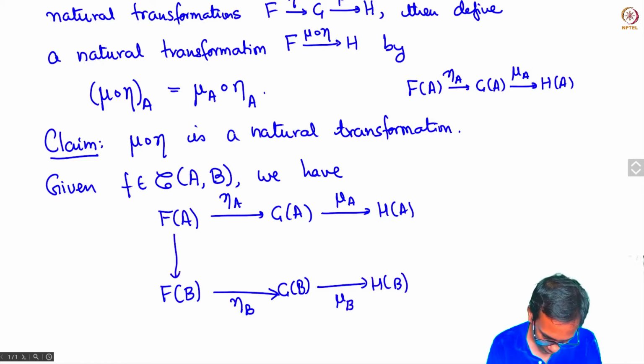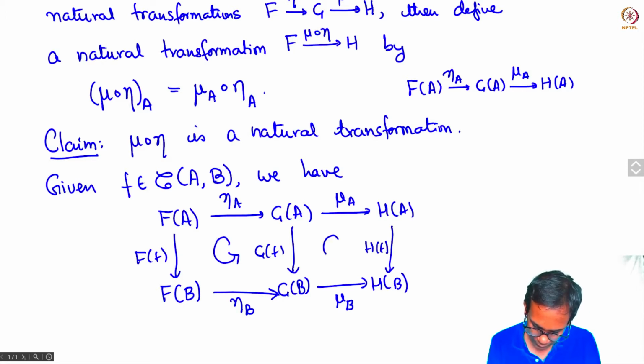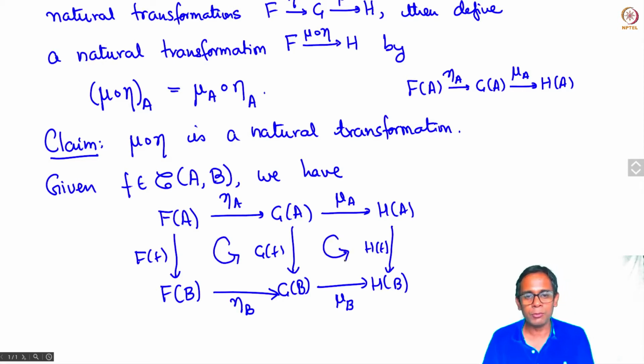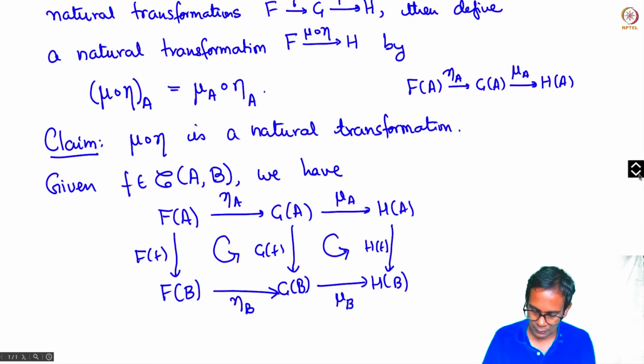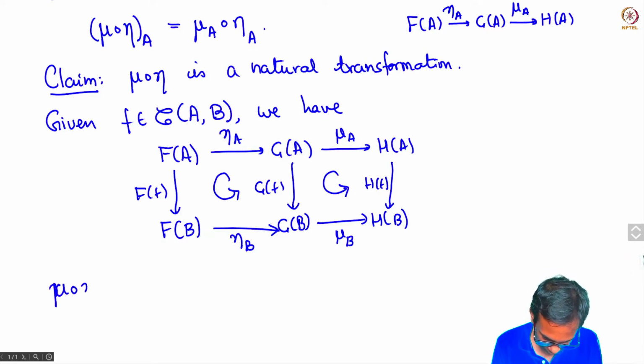And vertically we have the arrows F of f, G of f, and H of f. Now the fact that eta and mu are natural transformations means that this square here commutes and this square here commutes, and we can put them together to show that this big rectangle here commutes. So now what we need to show is that, let's just look at mu circle eta B circle F f.